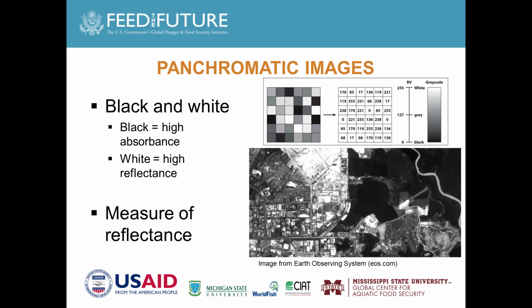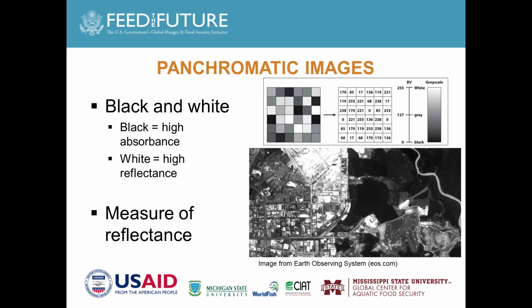So first off, we have panchromatic images. These are black and white images where black represents high absorbance. High absorbance is just low reflectance, which means that whatever the target is, it is absorbing most of that wavelength of energy and is not reflecting any. And then white represents high reflectance, and another way you can think about that is low absorbance. Each pixel in panchromatic represents a measure of reflectance of that specific wavelength.